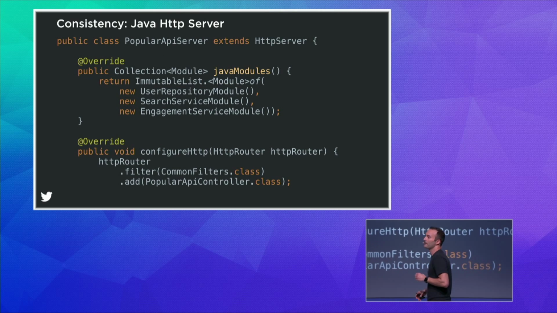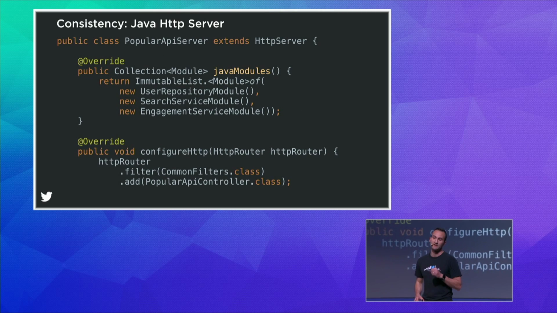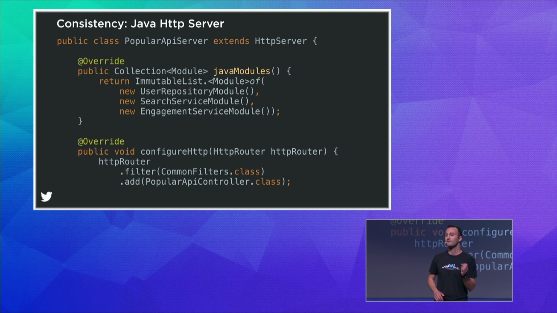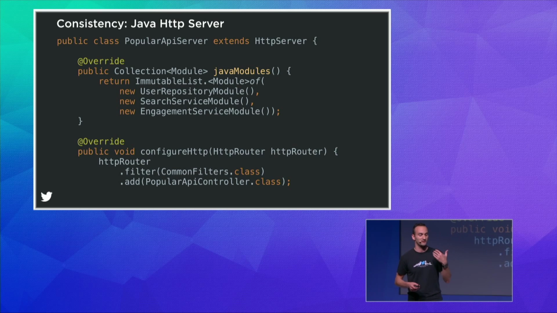Consistency also applies across both Java and Scala. And on screen, you can see how we create a Java-based HTTP server. Now, the Java syntax, of course, is a little bit different than the Scala syntax, but the basic look and feel is the same. You supply your Guice modules. You override the configure HTTP method, add your filter, add your controller.